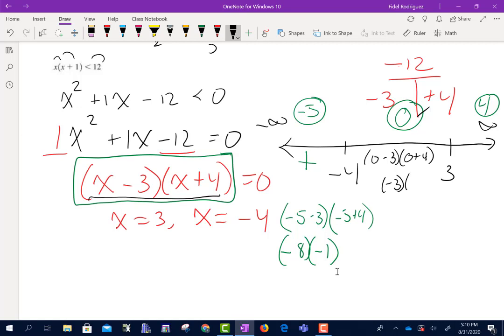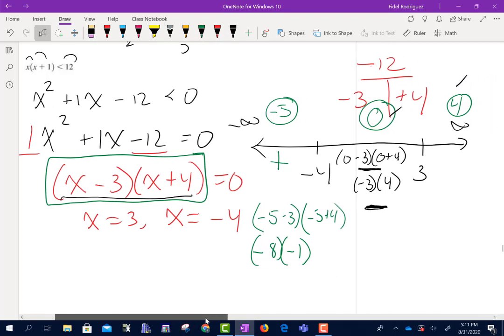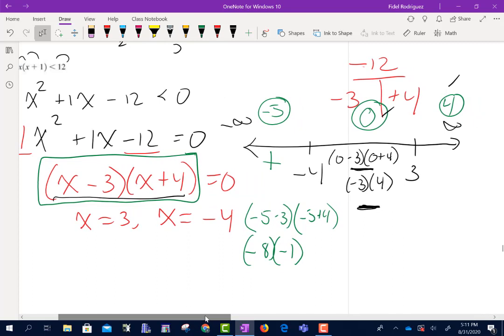Now, I'm going to do it again. I'm going to plug in 0 this time. So I'm going to come back to this part right here. 0 minus 3, 0 plus 4, -3 times a positive 4. That number is going to be negative, right?